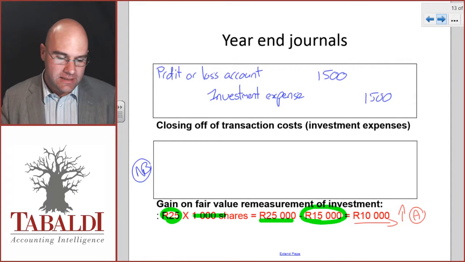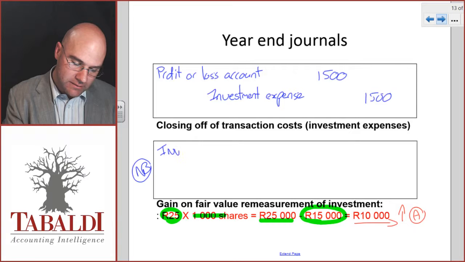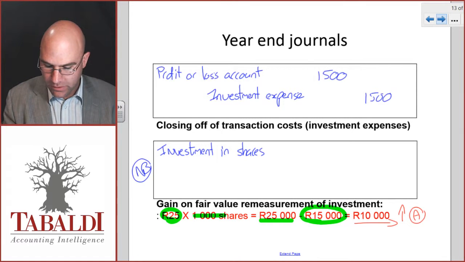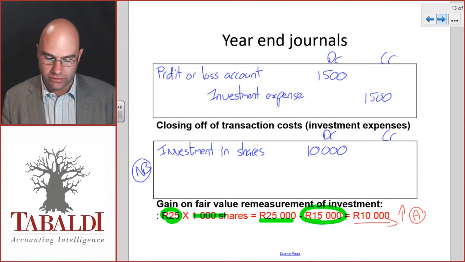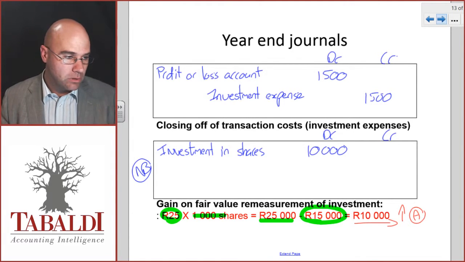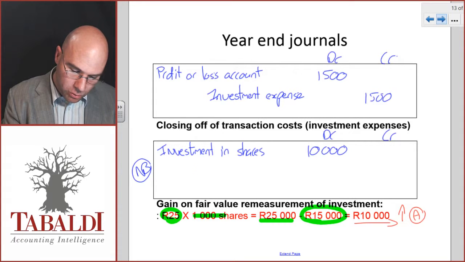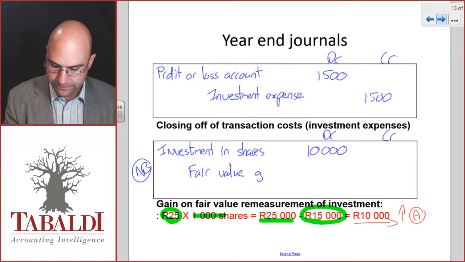How do I increase an asset? I'm going to debit the asset. So I'm going to debit investment in shares with the 10,000. Remember, left-hand side is debit, right-hand side is credit for these journals. And the other side, well, I've told you it's going to go through profit or loss, and I'm going to call this a fair value gain in profit or loss.